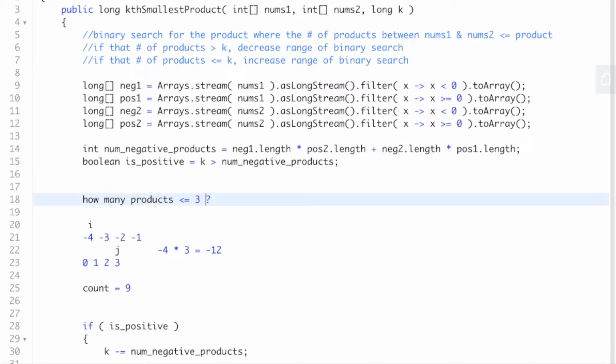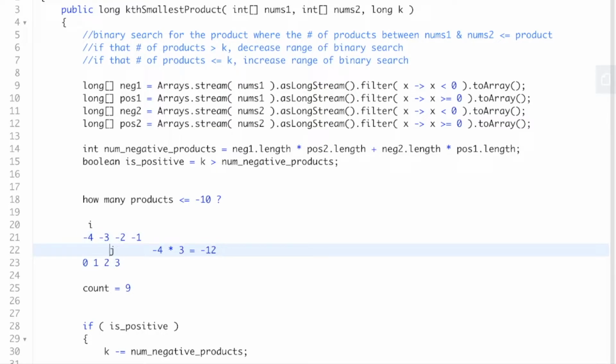Because let's say that the product that we were trying was, I don't know, what's a good one? -10. If I wanted to know how many products were less than or equal to -10, well, -4 times 3 is -12. -12 is less than or equal to -10. So we could go ahead and count all these numbers, or according to my algorithm, I should be able to count all these numbers. But that's not the case. Because remember before, if this was less than or equal to the product that we were trying, then all of these times this number must also be less than or equal to it. But that's not true.